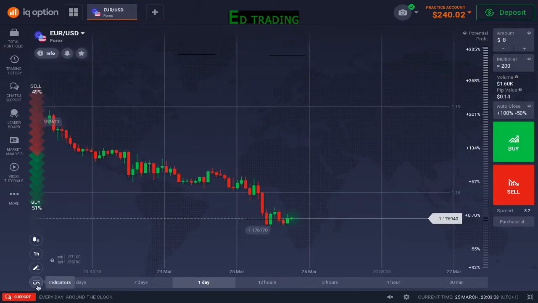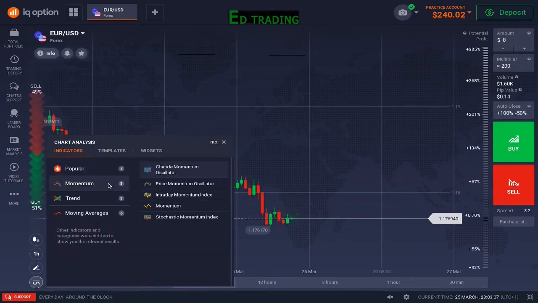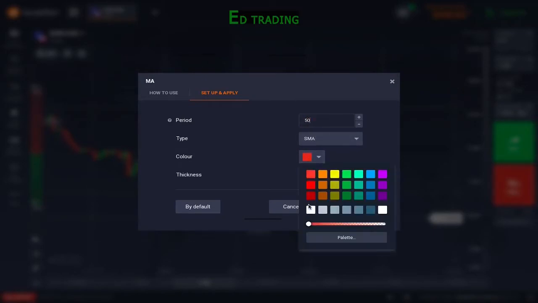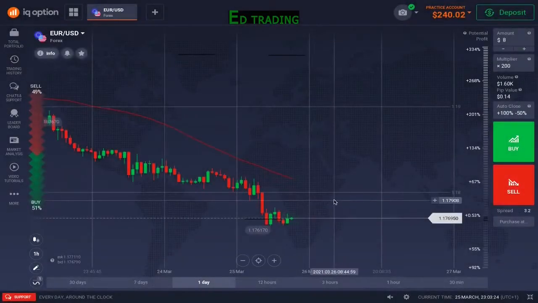So you go to indicators, you type in moving average, then you change this to 50 moving average, leave this at SMA, change this to red, change this to gold, and you apply.